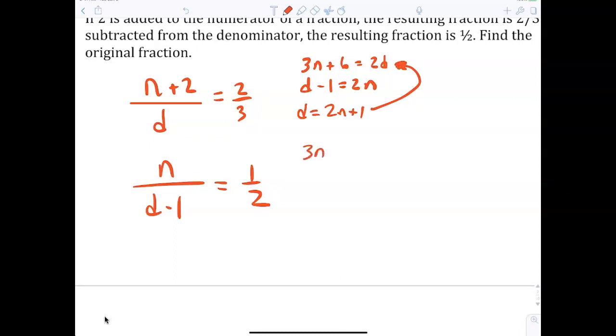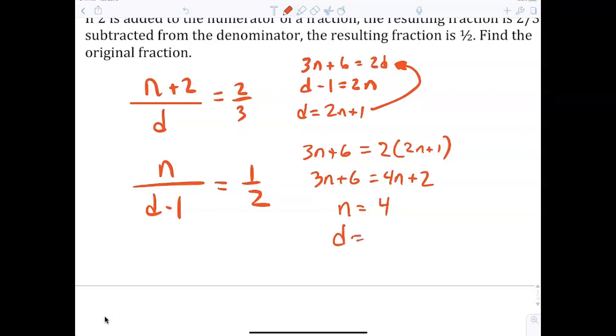So 3n plus 6 equals 2 parentheses 2n plus 1. 3n plus 6 equals 4n plus 2. So n is equal to 4. And if n is equal to 4, d is equal to 9. The original fraction then would be what? 4 over 9. Very good?